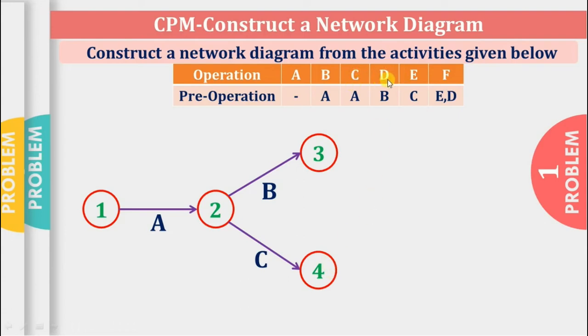Now operation D. Operation D has pre-operation B, so it will start from here, and operation E has pre-operation C, so operation E will start here, and operation F has two pre-operations, that means D and E. So first we will draw operation D. So draw one arrow here, operation D. Now operation E, and last operation F.